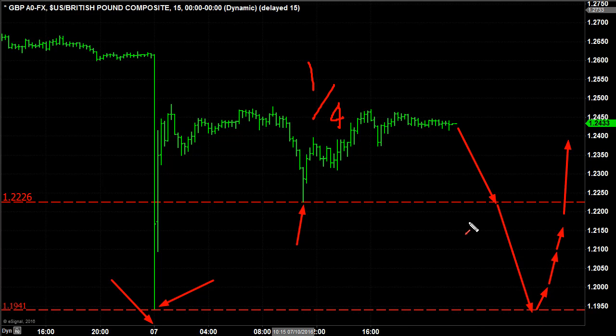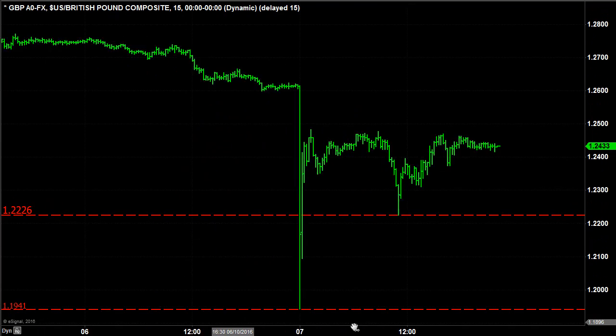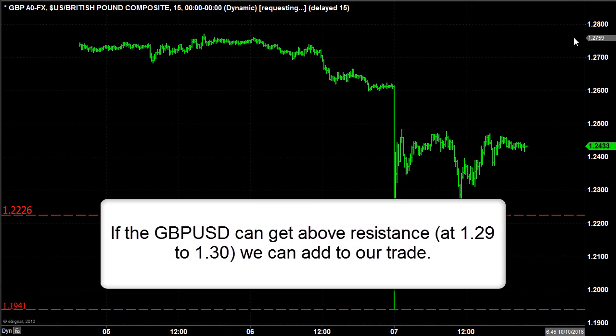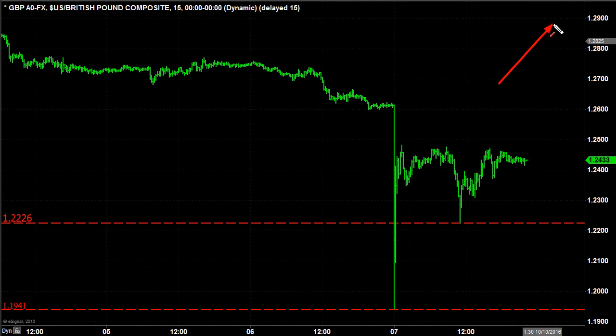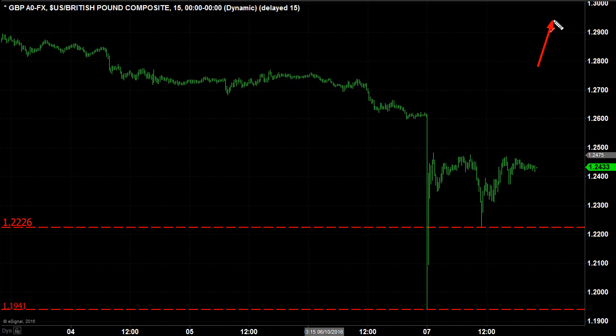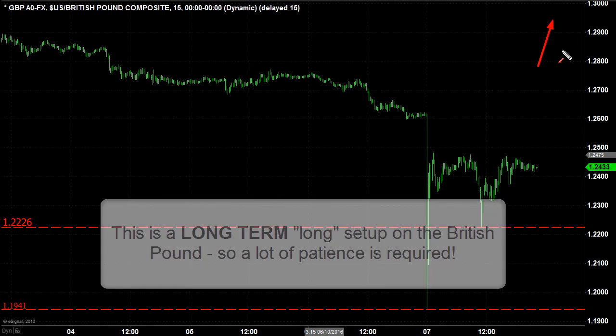Now again, our position size on this trade is going to be very small, but I'm looking to add to this trade if the British pound gets above 1.29. Once the British pound can get above the 1.29 level, that level of resistance sitting up there, that means we've potentially made the right decision on this trade. So again, this trade is not going to suit everyone. It certainly is not going to suit traders with a smaller account, but nonetheless, it is a long-term trade, and therefore a lot of patience is required for this setup to work.